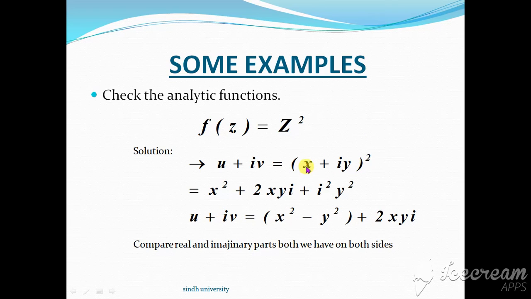Then we use the formula to expand it. The formula is a plus b whole square is equal to a square plus 2ab plus b square. So this becomes x square plus 2x y iota plus iota square y square, and u plus iota v is equal to x square minus y square.